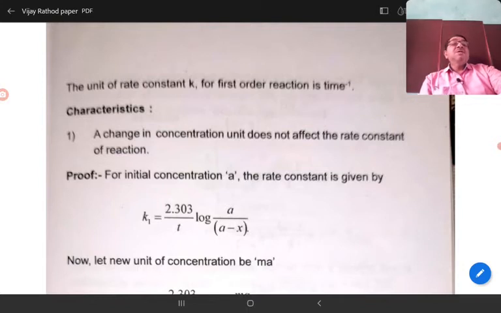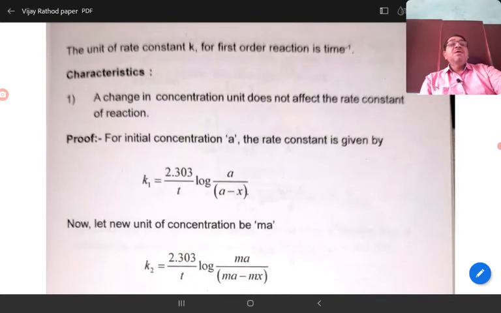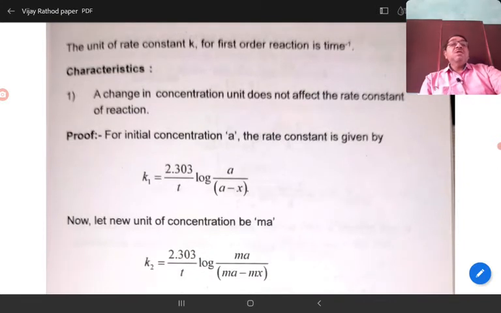When we consider the unit of concentration, that doesn't affect the rate constant, which we have to confirm here. For initial concentration a, the rate constant is given by the formula we know, which is represented as k1 is equal to 2.303 upon t into log of a upon a minus x.